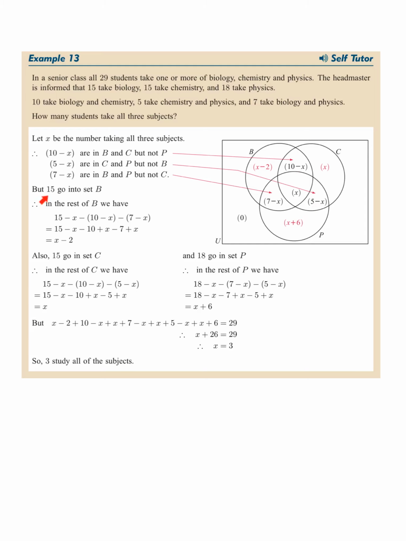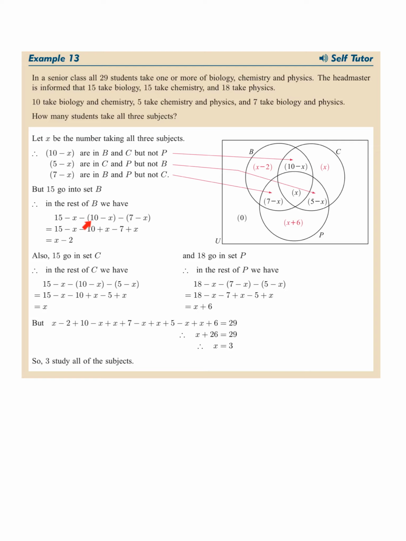Now let's go through the next part from here. It says 15 go into set B. We know within that entire circle it's 15. That means this area, remember, ignore the red writing X minus 2. We're actually looking for that. So how do you find that area? We know most of this circle already. We've got a 10 minus X, we have an X, we've got a 7 minus X. They told us that 15 take biology. So this leftover area must be 15 minus 10 minus X.